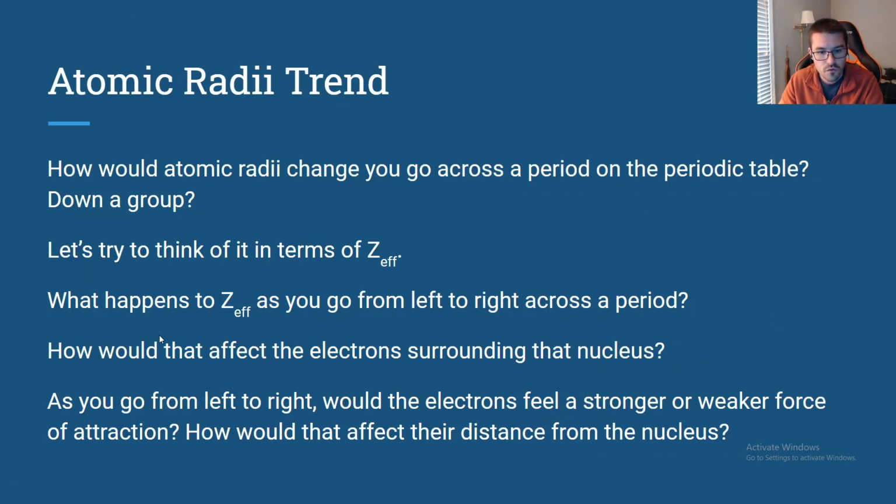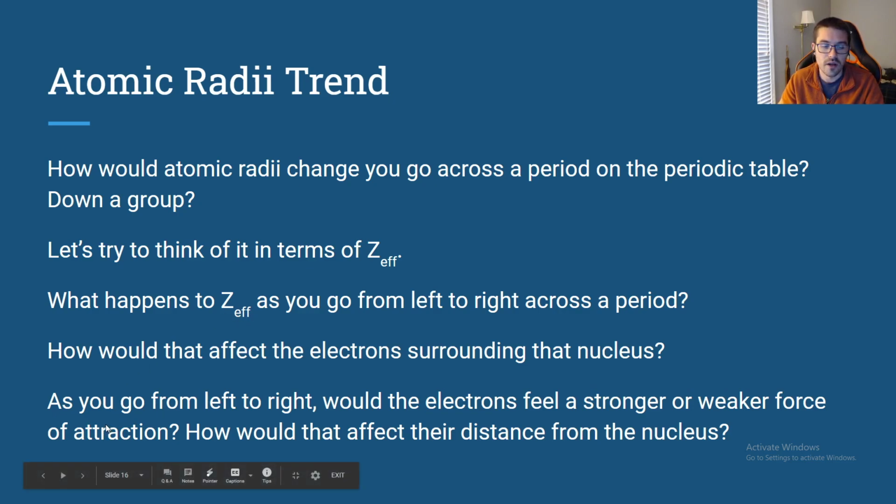Okay? So, if the effective nuclear charge is increasing as you go from left to right, how would that affect the electrons that surround that nucleus, right? If the effective nuclear charge is going up, then how would that affect the electrons? Okay? Let's try to answer this question, right? As you go from left to right, would the electrons feel a stronger or weaker force of attraction? Well, if the effective nuclear charge is going up, you would feel a stronger force, right?